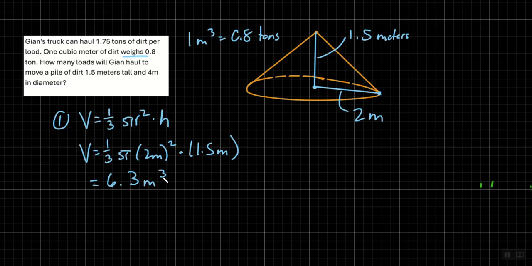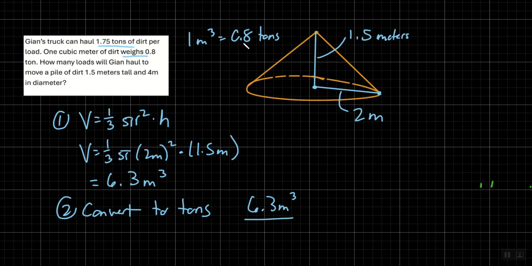I don't want meters cubed. We want it in tons. How do I convert it to tons? 1.75. So close. We have a conversion that 1 cubic meter equals 0.8 tons. Because this is how much Gideon can haul in one truckload. So we don't know that yet. But we want to convert this. We know that 1 meter cubed equals 0.8 tons.